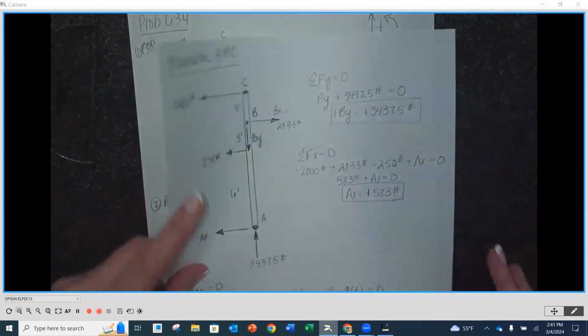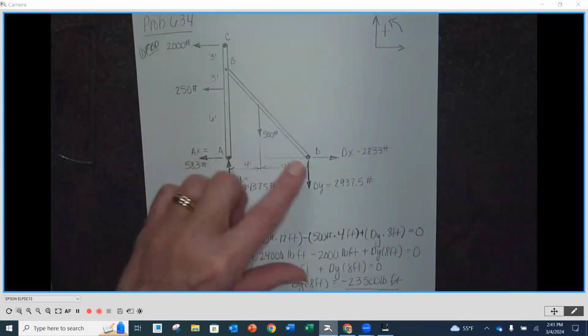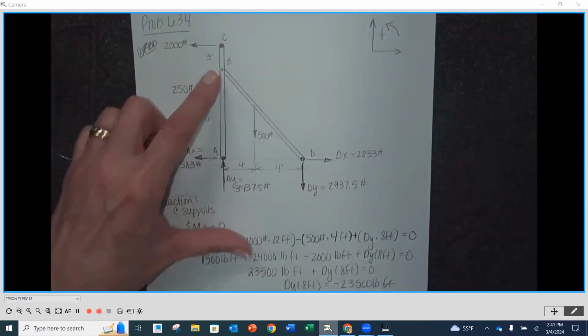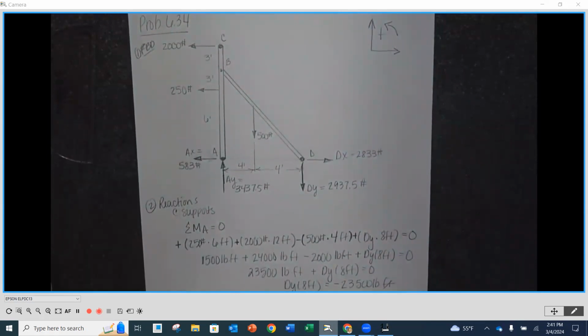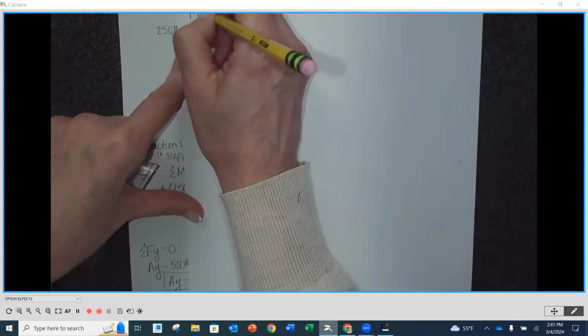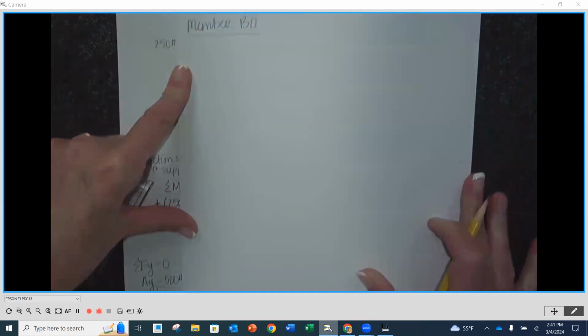Okay. So go ahead and draw the free body diagram of BD with the 500, with the reactions at DX and DY staying in the same direction, but BX and BY, because it's an internal pin, those change direction. I'll do it on the side here as well. Member BD.